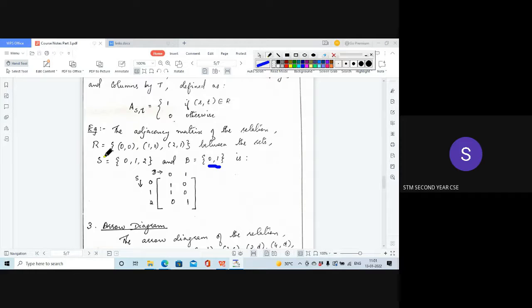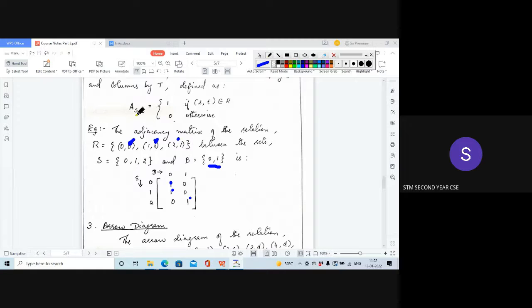And look at the relation R. You have the first ordered pair (0, 0). So under 0, 0, you can put a 1 because that ordered pair is present. Next ordered pair is (1, 0). So your row is 1 and your column is 0, and there also you can put a 1. Then the third ordered pair is (2, 1). So under row 2, that is the element of S is 2, B is 1, there I put a 1. And the remaining ordered pairs are not there, so I put zeros.